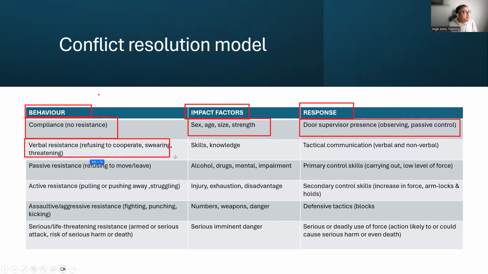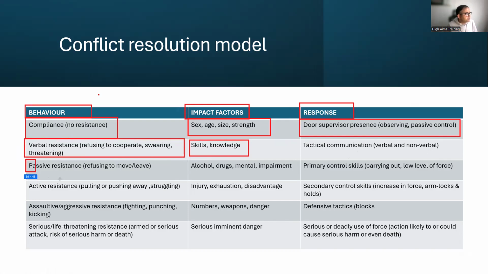Somebody is giving you verbal resistance, refusing to cooperate, swearing, or threatening. You need to look at the skills and knowledge, technical communication, verbal and non-verbal. You can talk to them, use the de-escalation strategies. Talk them out, ask them, look, don't need to create any problems. Let's just evacuate. Let's just go out, and that should be it.